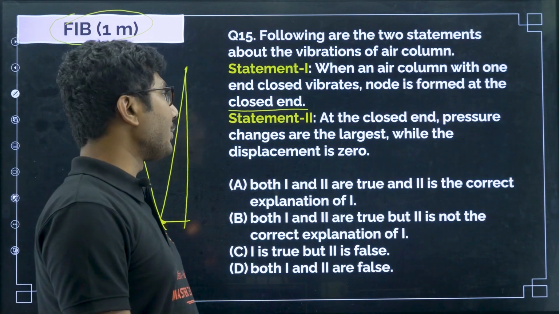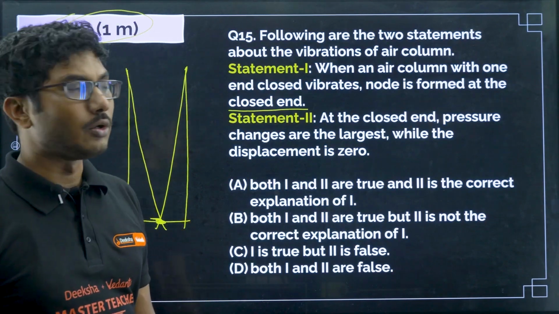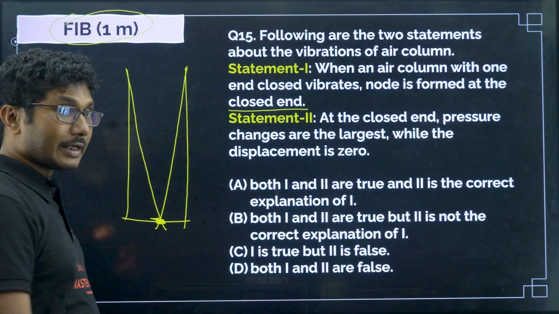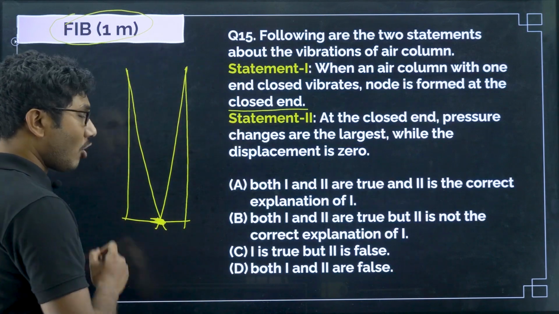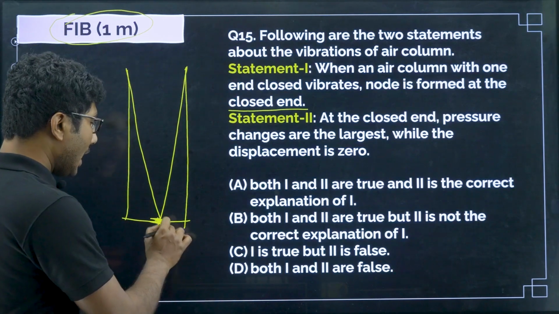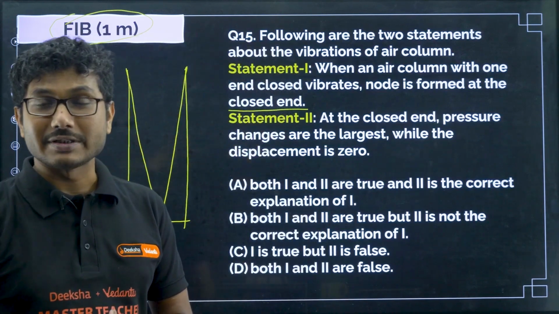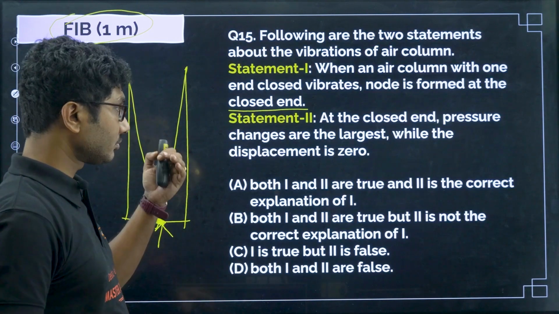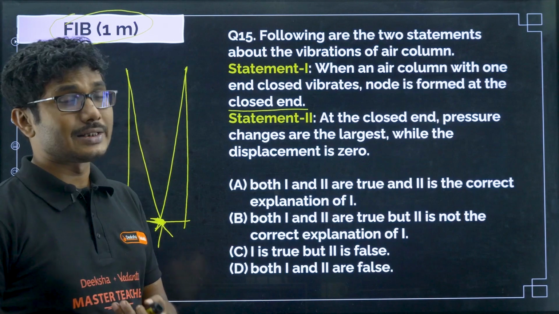At the closed end, pressure changes are the largest while the displacement is 0. Definitely all the particles are generally concentrated here, so the pressure change is largest, and the particles are not moving, so definitely the displacement is 0. That is why it is called a node. At any node, the pressure difference is maximum and the displacement is 0, that is why it is called a node.